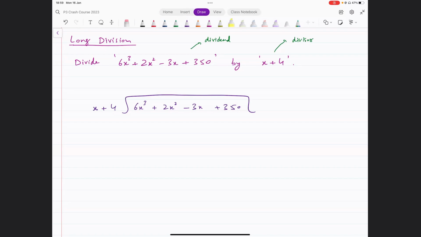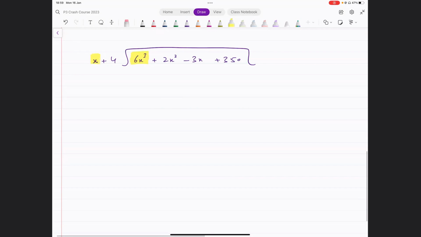Now, how do we start? What you do here is you just look at the first terms initially. Only the first terms. Look at the first term of the dividend and also the first term of the divisor. Ignore everything else for now. What you think about is, what do you multiply x by to get 6x cubed? What expression do you multiply x by such that you get 6x cubed as the result?